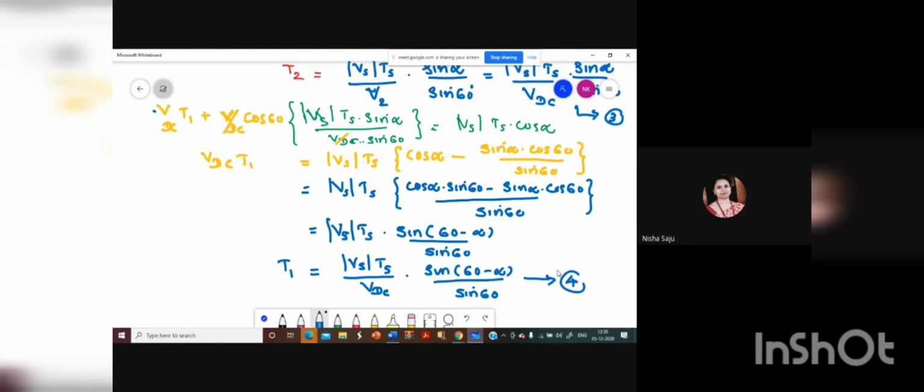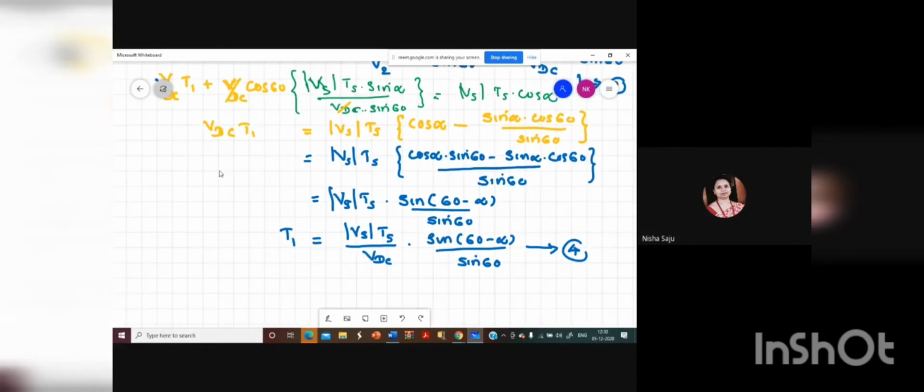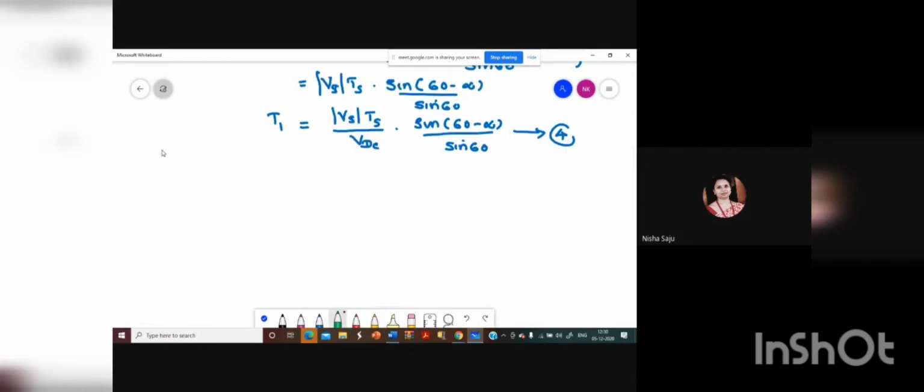Now you have to draw the generating pulses for sector 1. That is the last part. I will quickly finish it. Generating pulses. So you can draw it by yourself. I will just give you an idea.